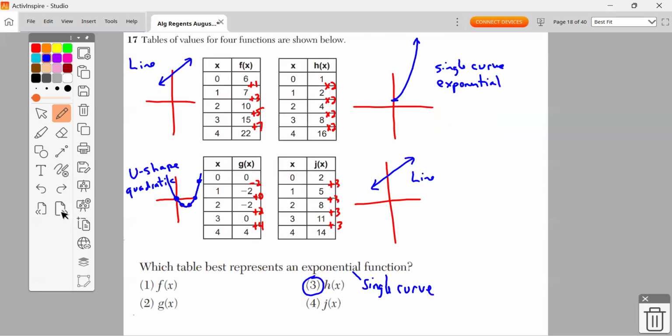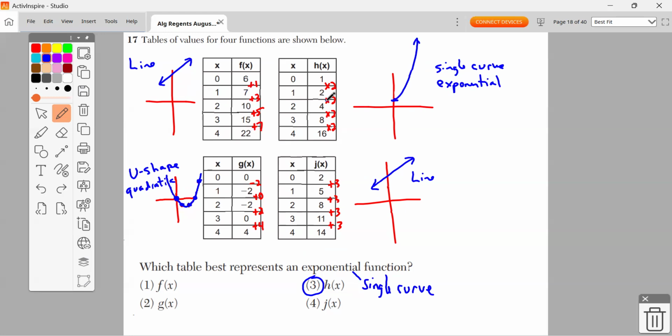In question number 17, tables of values for 4 functions are shown below. You could graph these points. These are what the 4 pictures look like. Which table best represents an exponential function? An exponential function is a single curve graph. When you graph this choice and this choice, you get lines. This graph is a quadratic or U-shaped graph. Here is our single curve.